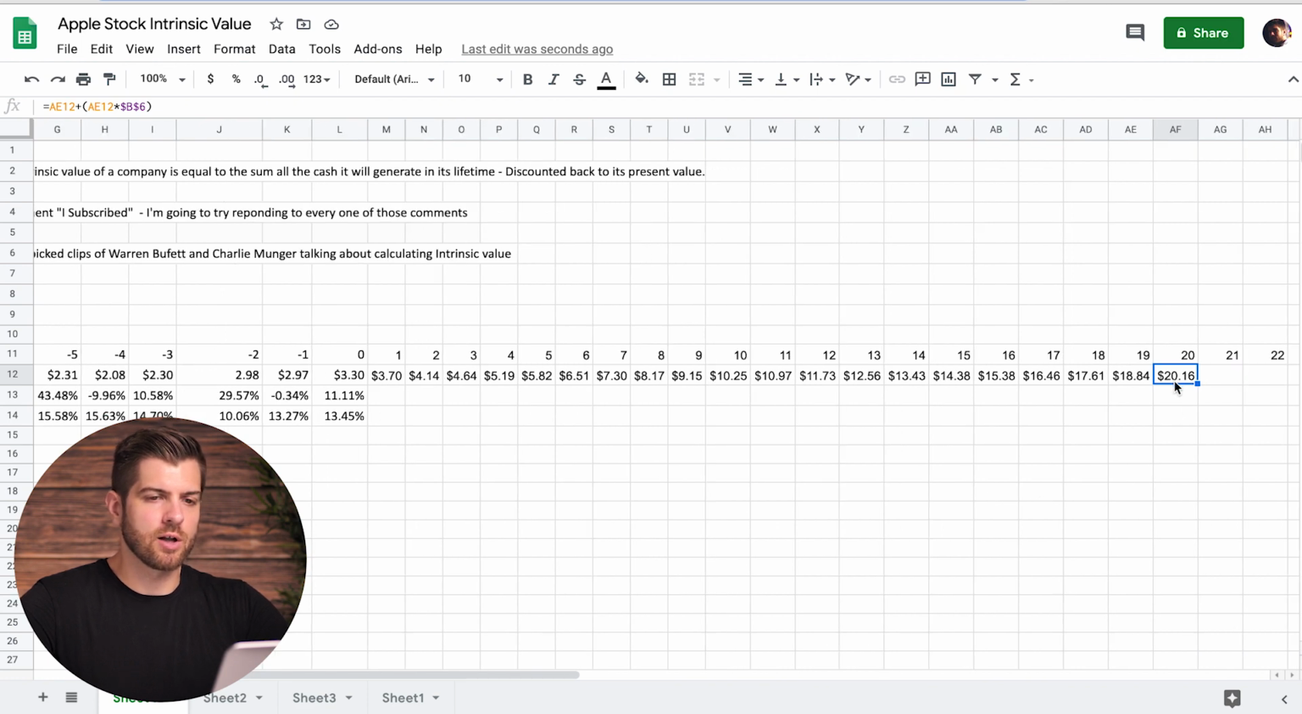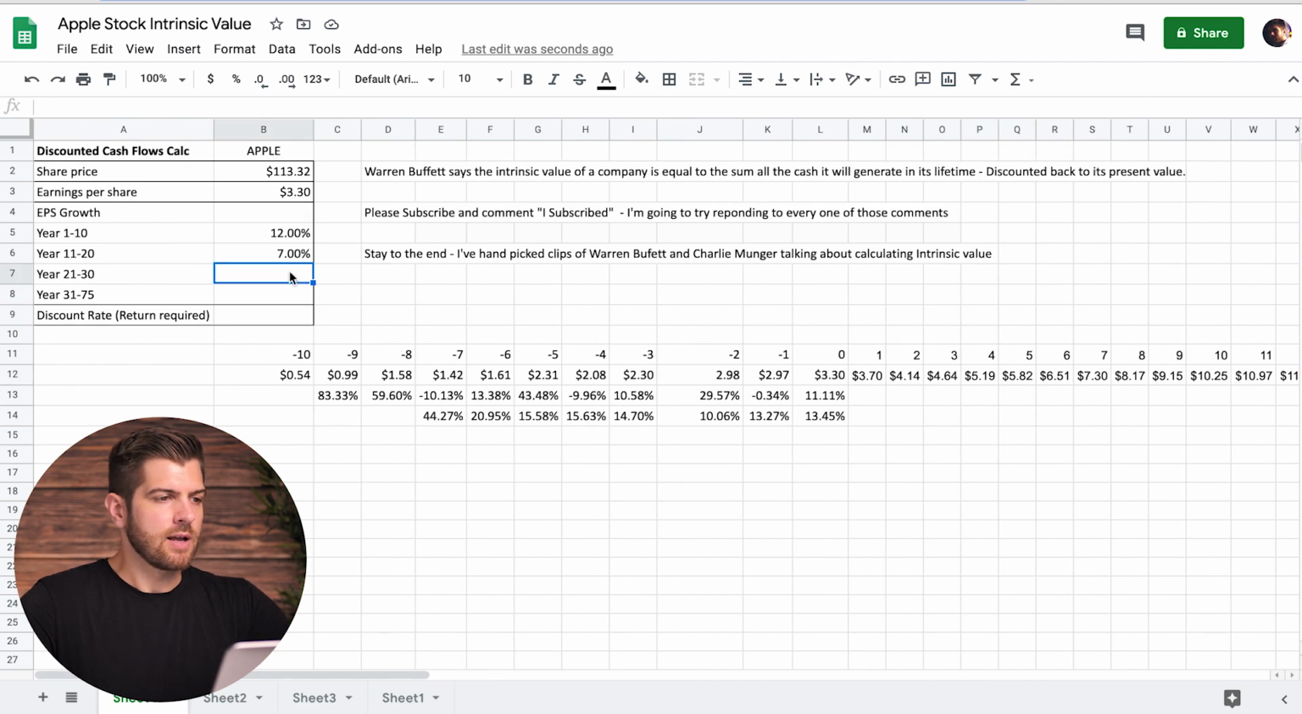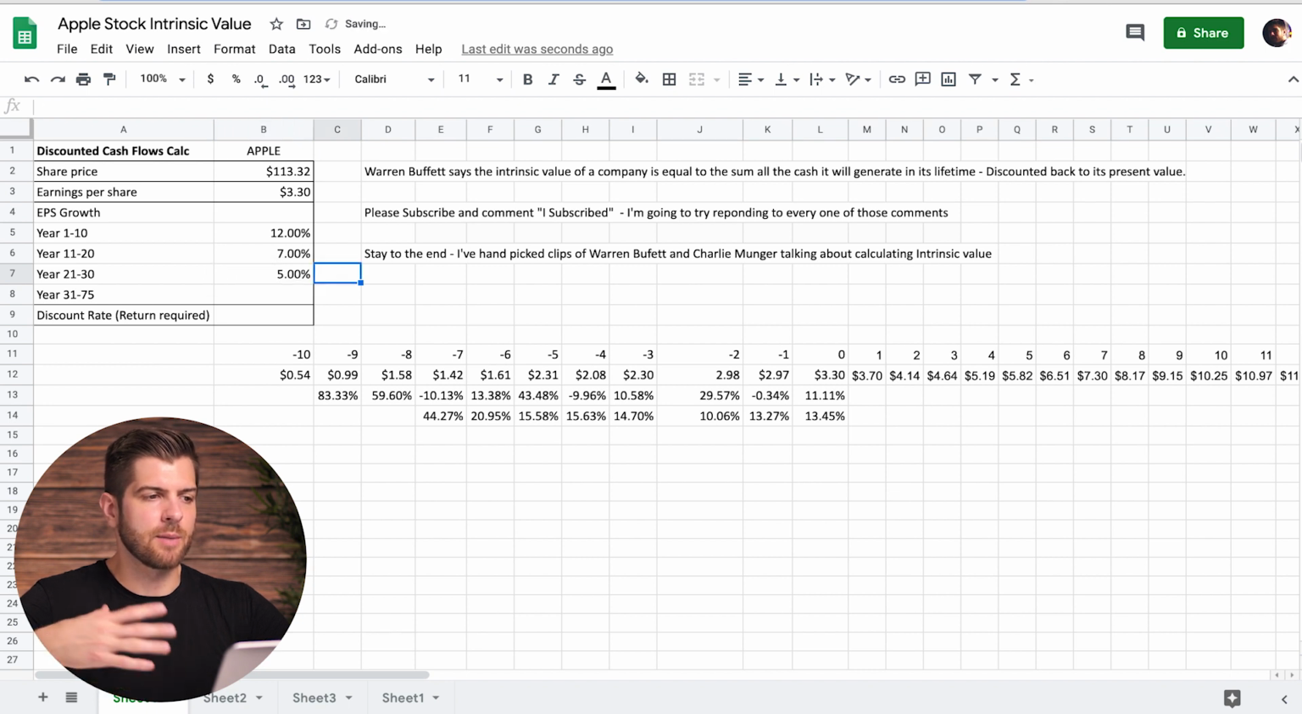So in year 20, after the earnings per share has grown by what we're estimating here, earnings per share becomes $20.16. Now we're going to say over the next 10 years following that, earnings per share continues to grow, but this time now it's decreased. The company's becoming more and more mature. The company's earnings per share grows at 5%.